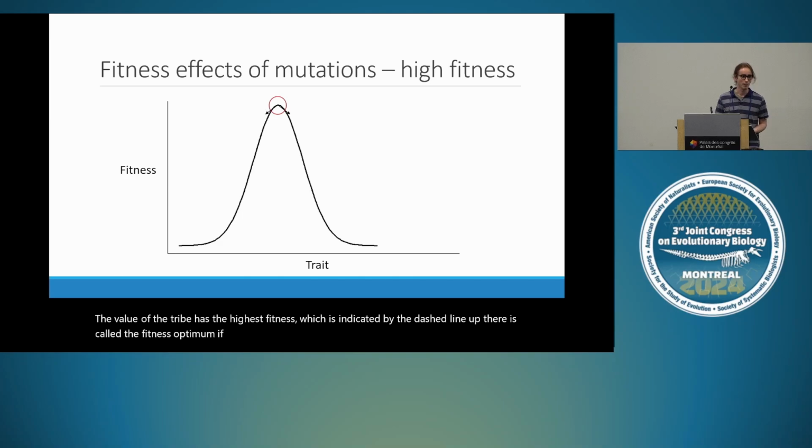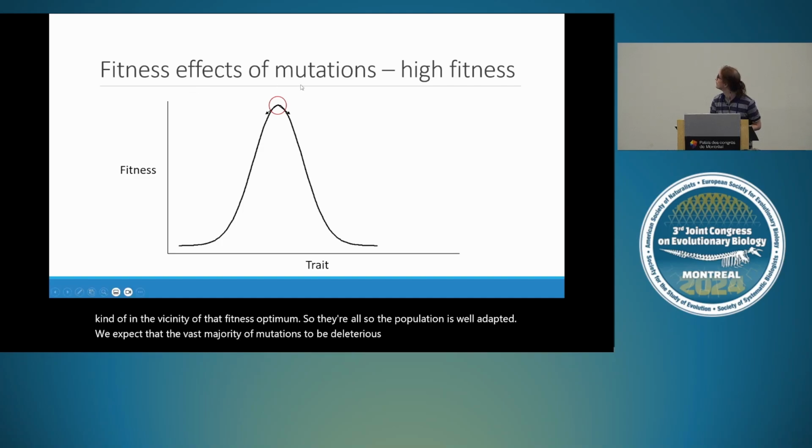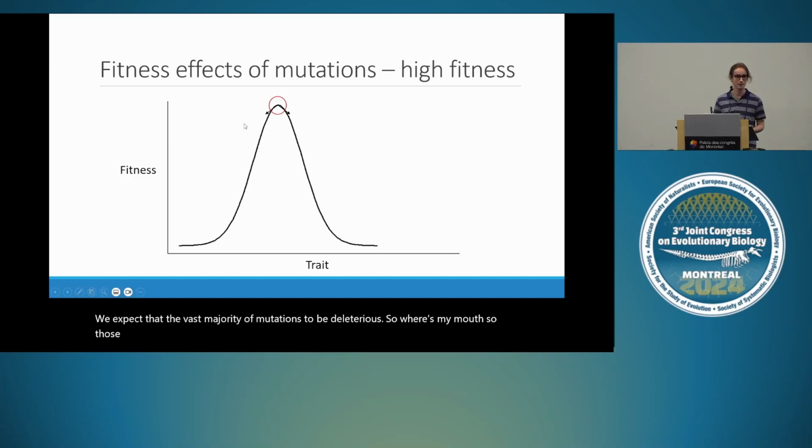If we consider a population where most individuals are in the vicinity of that fitness optimum, so the population is well adapted, we expect the vast majority of mutations to be deleterious. Those arrows on the figure indicate the effects of mutations, and it doesn't matter whether they increase or decrease the trait, they're both going to be deleterious on fitness.